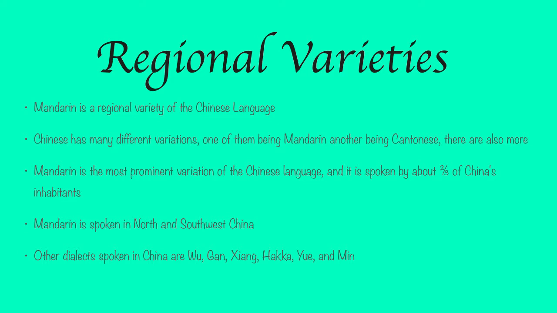Mandarin is a regional variety of the Chinese language. Chinese has many different variations, one of them being Mandarin, another being Cantonese. Mandarin is the most prominent variation of the Chinese language, and it is spoken by about 2/3 of China's inhabitants. Mandarin is spoken in North and Southwest China. Other dialects spoken in China are Wu, Gan, Zhang, Hakka, Yu, and Min.